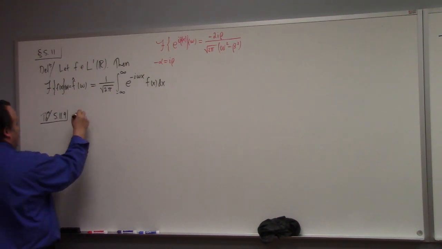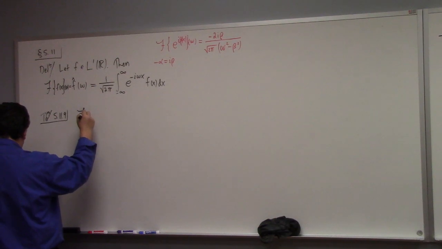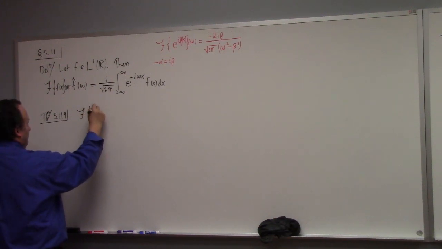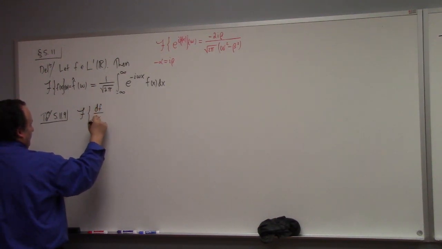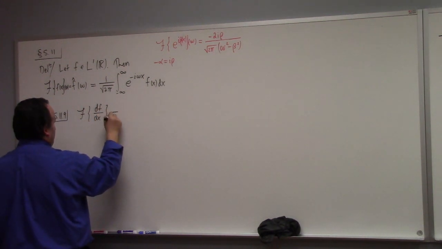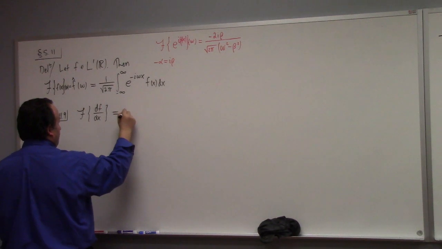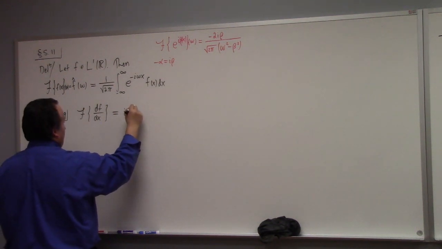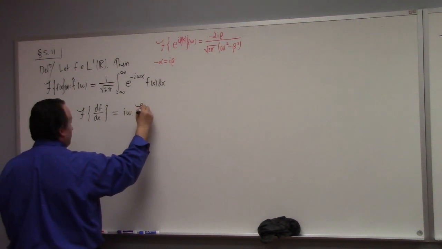So it's simply this: the Fourier transform of df dx is equal to i omega times the Fourier transform of f.